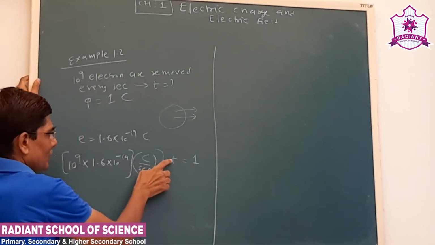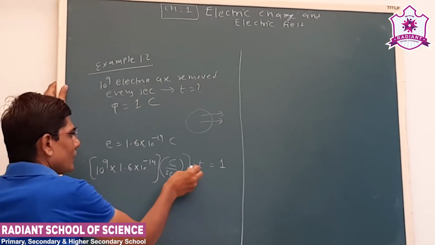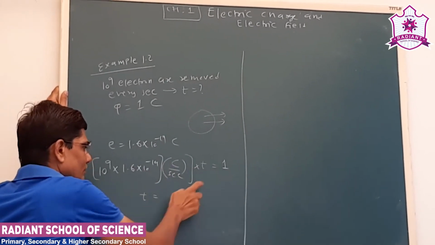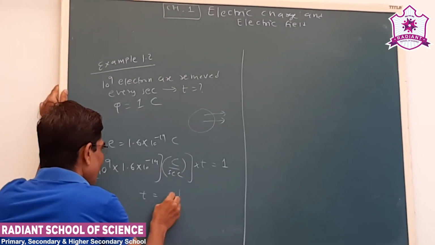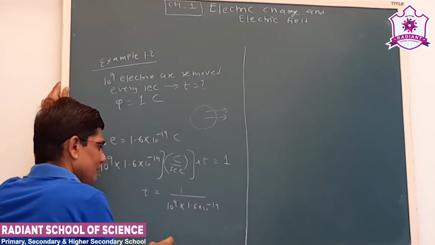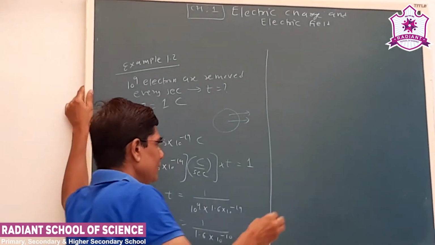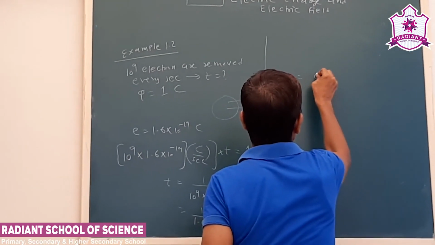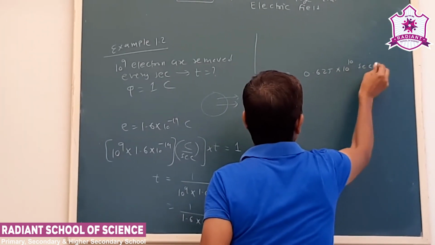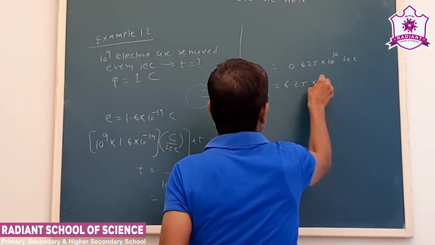Now time should be equal to 1 coulomb, and the units cancel. So this is how we can find the charge equal to 1 coulomb. We have to find T here. So T will be 1 upon 10 to the 9 into 1.6 into 10 to the minus 19, which makes 1.6 into 10 to the minus 10. That will give us 0.625 into 10 to the 10 seconds. In scientific notation, it is 6.25 into 10 to the 9 seconds.